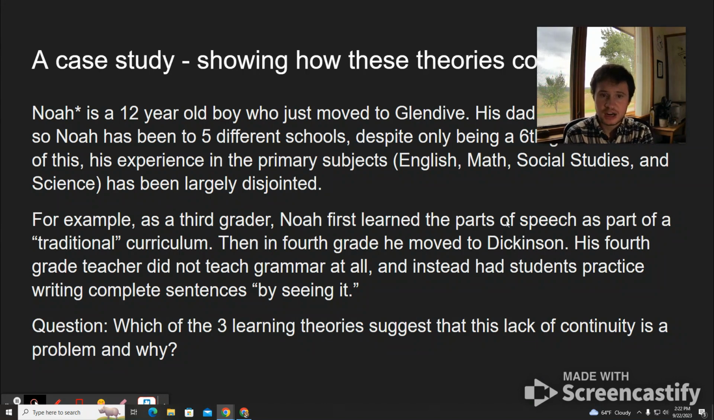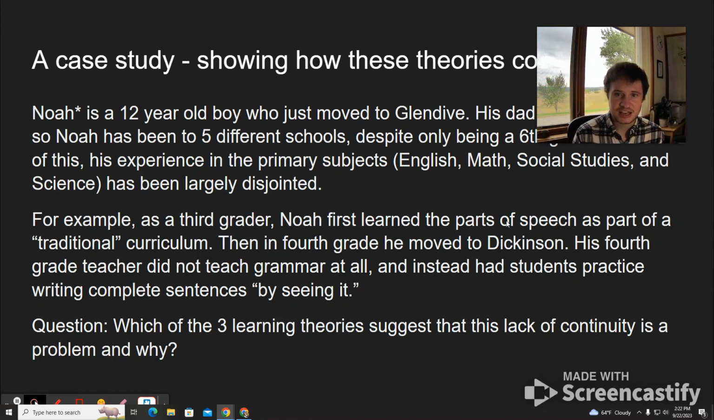Then in fourth grade, he moved to Dickinson. Again, this is a made-up town. This isn't actually true. His fourth grade teacher did not believe in teaching grammar through the parts of speech or grammar at all. That's kind of a new way of thinking. That is a very common trend right now, and it's a debate. Do you teach grammar or not?